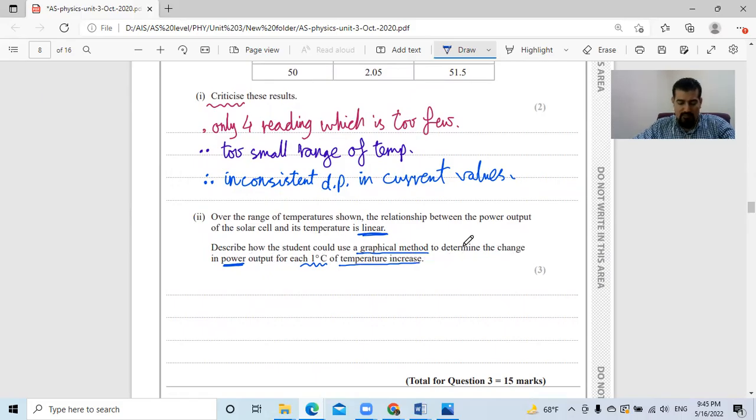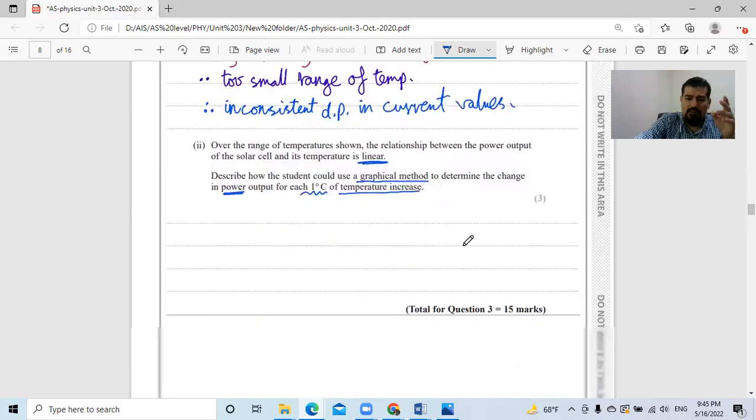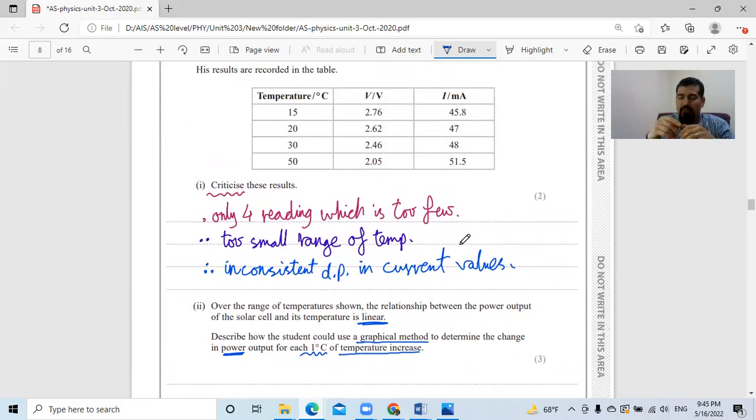Now we can do that by what? What do we need? Look here. What do we have? We have voltage and we have current. We can multiply the voltage by the current to find the power for each temperature, right? So we can plot a graph between power on the y-axis and temperature on the x-axis. Then we can find the gradient, if it's linear or not.